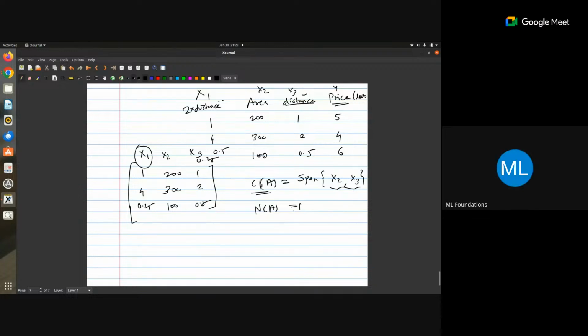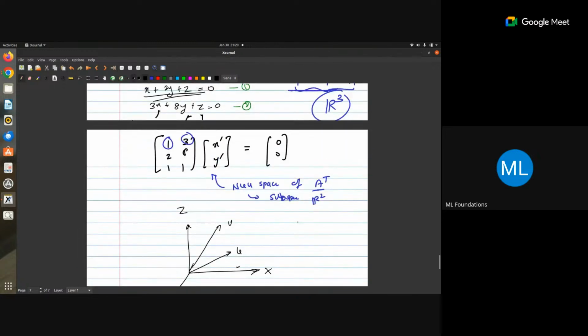So to understand the data and the algorithms related to that data, I should know all of these things. Correct?